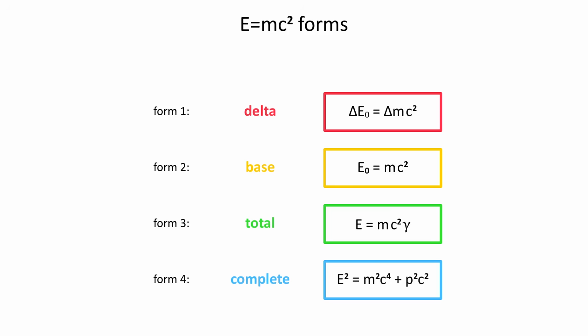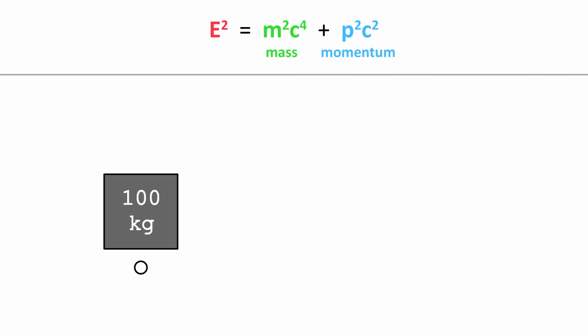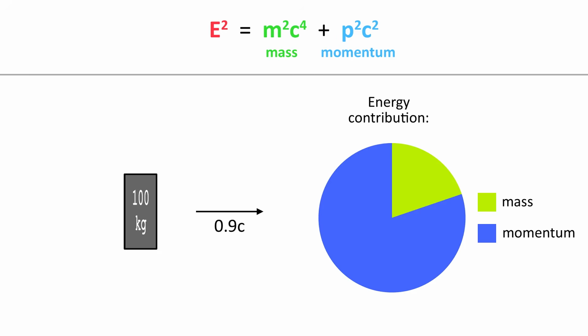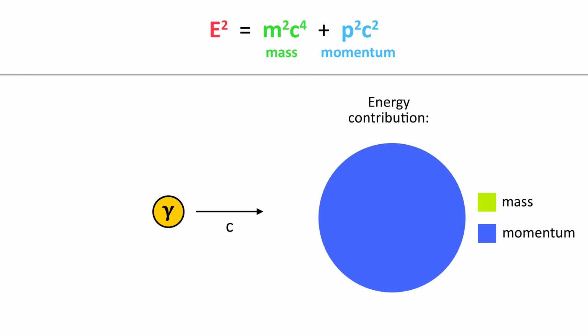It's the relationship's final form and most universal. A stationary object has no momentum, but it does have mass, so that's where it gets its energy from, and the equation reduces. A moving massive object has energy contributions from both mass and momentum, with varying proportions depending on velocity. As for a photon, it has no mass, so its energy instead comes from its momentum. For massless objects, the equation reduces to E equals pc.